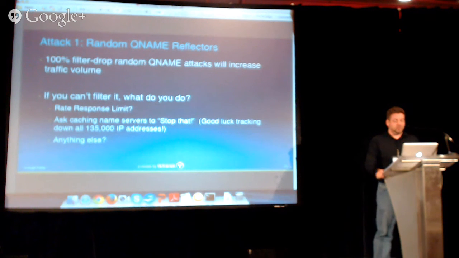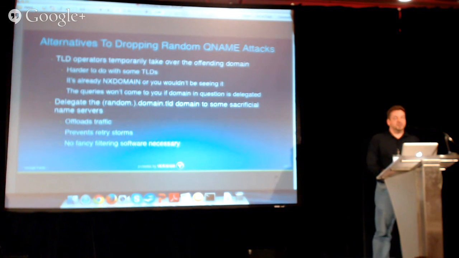If you can't rate filter it, then what do you have? If you don't have response rate limiting available, you can't really ask caching name servers to stop, because the source IP addresses number 135,000. You can't write emails that fast. Another option we thought of but haven't ever tried before, and may or may not work for you.